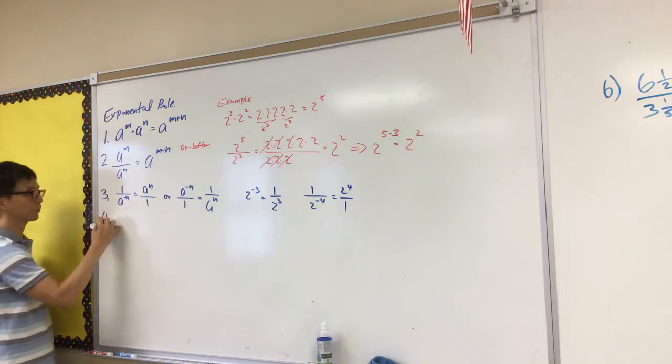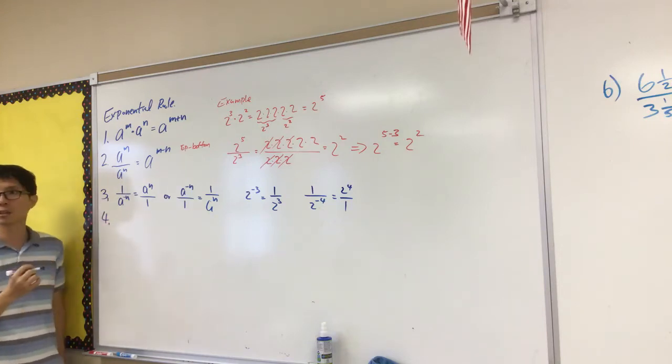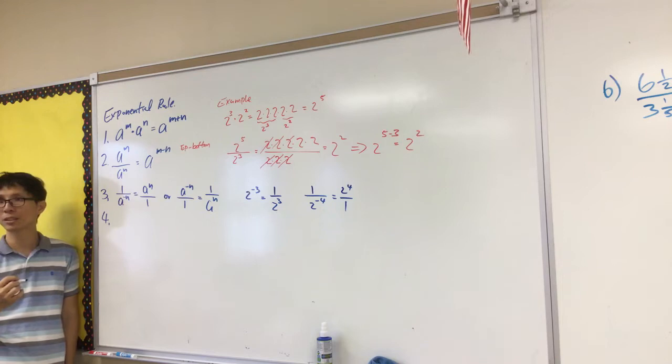The fourth rule is very, very easy. Do you guys know anything, any number to the 0 power? What is that equal to? 1. Anything to the 0 power is equal to what? 1.